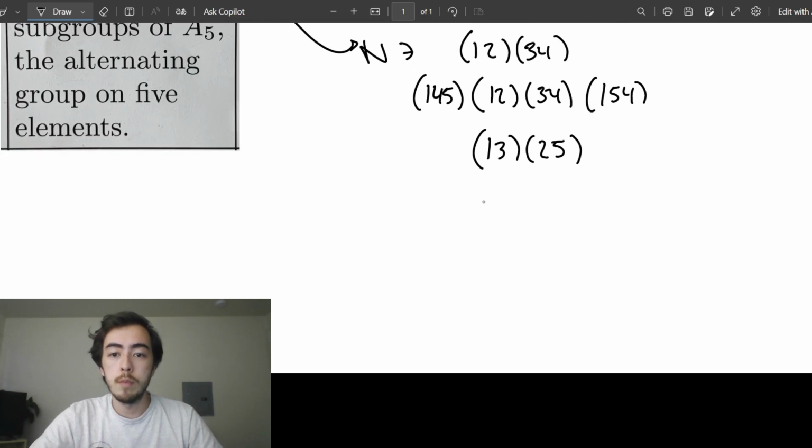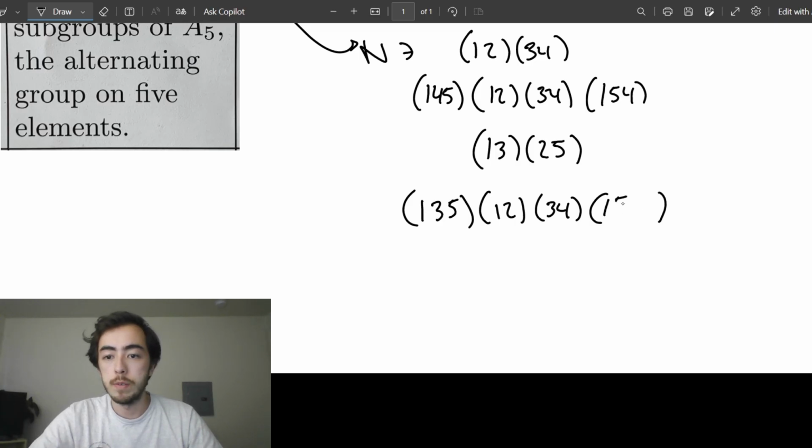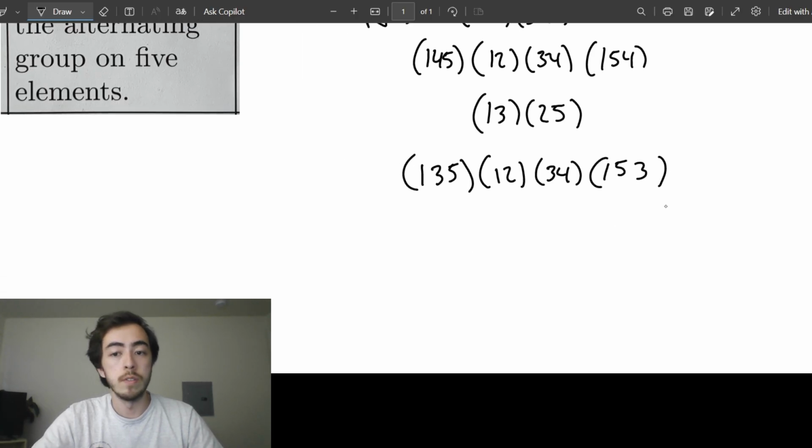Now let's take the same element that we had, this 1, 2, and then 3, 4, and I'm going to apply a different G and G prime. Let's do 1, 3, 5, and then 1, 5, 3. Again, both 3 cycles and also inverses of each other. 1 goes to 3 and then to 4. 4 goes to 3 and then 1.